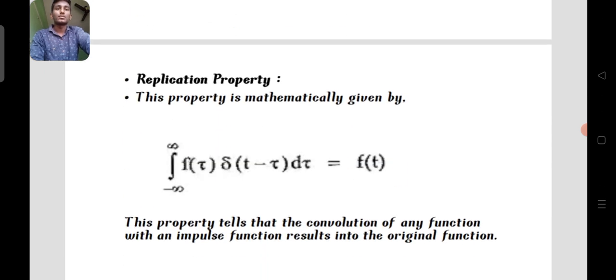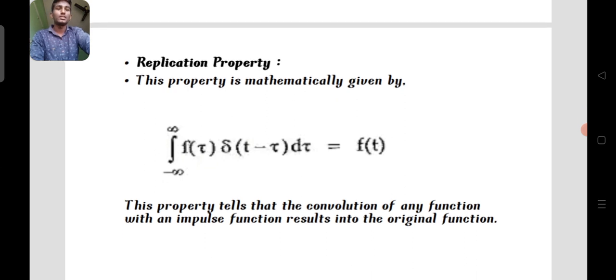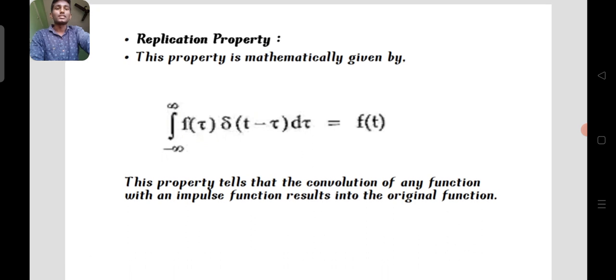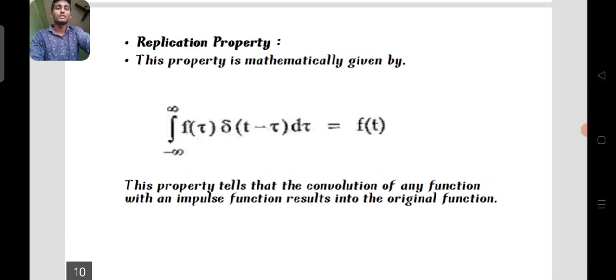Another property is the replication property. This property is mathematically given by the integration of f of rho into delta of t minus rho d rho equal to f of t, where the limits are minus infinity to positive infinity. This property tells that the convolution of any function with an impulsive function results in the original function. So we get the original function by using the replication property.